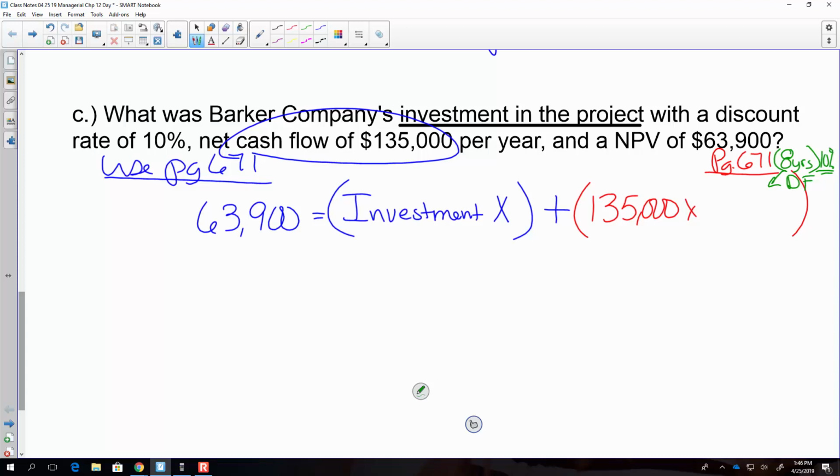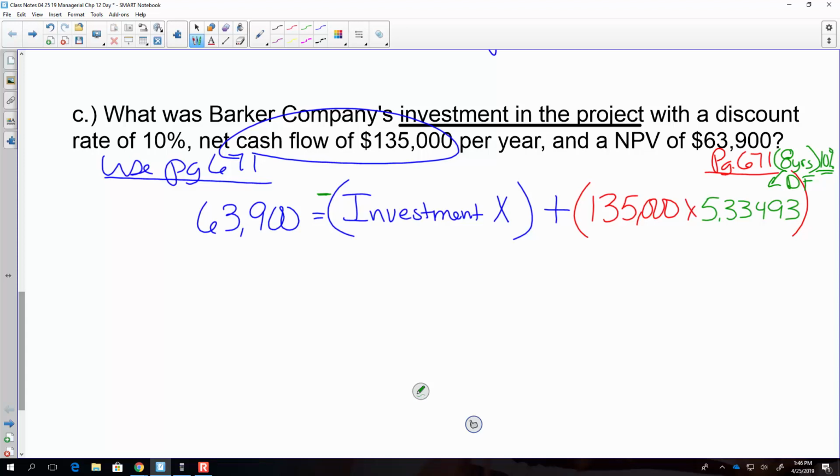Sydney, do you want to take it? Eight years. Page 671, the annuity table. 10%, Carl. 5.33493. I think you said this, 5.33493? Yes. All right, I'm going to put a negative symbol in here because it's not showing up very clearly. Negative investment plus this cash flow.